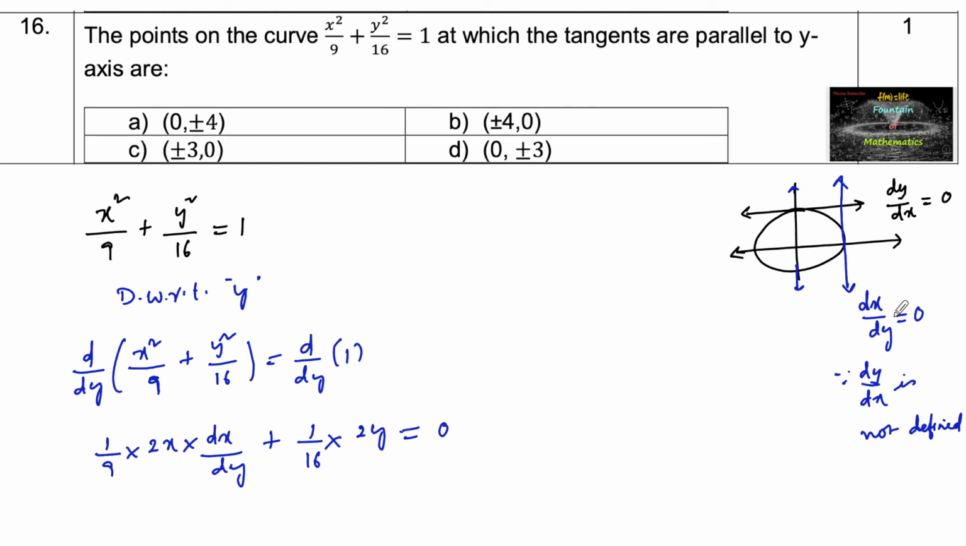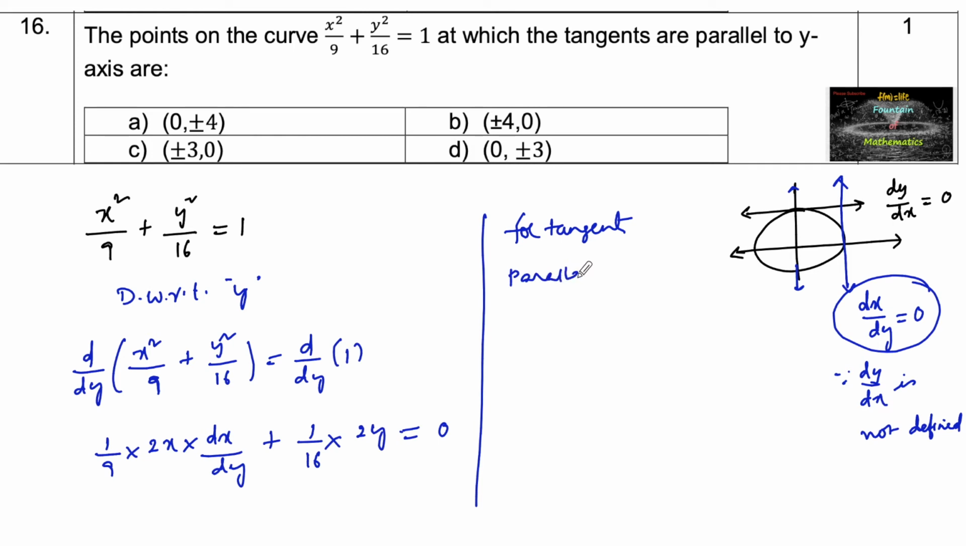Since we know that dx by dy is equal to 0 for tangents parallel to the y-axis, take dx by dy is equal to 0, so the first term will become 0 and remaining only 1 by 16 into 2y is equal to 0, which implies y is equal to 0.